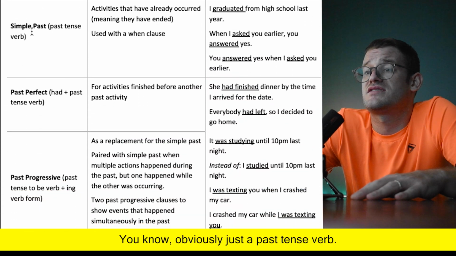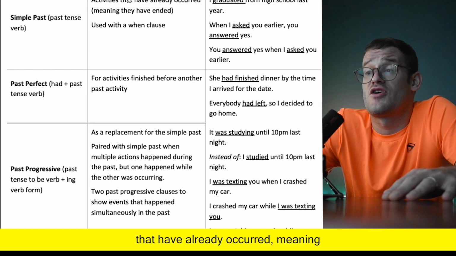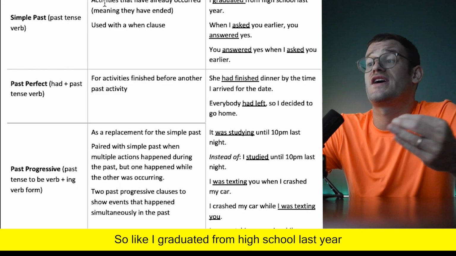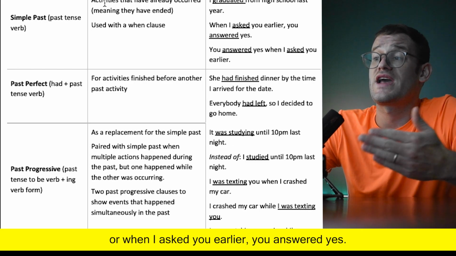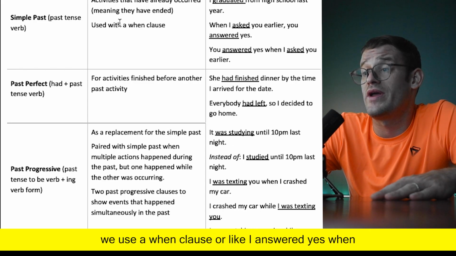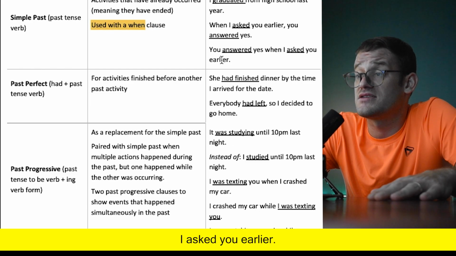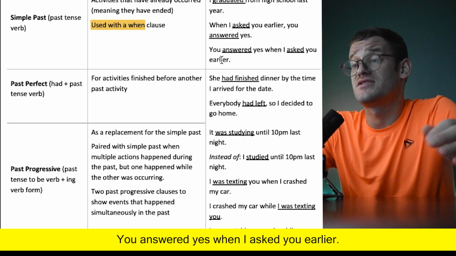All right, now looking at our past tense, it's a simple past, right? Obviously just the past tense verb, and so this is for activities that have already occurred, meaning they have ended. So like, I graduated from high school last year, or when I asked you earlier, you answered yes. In this case, that second example, we use a when clause. So like, you answered yes when I asked you earlier.